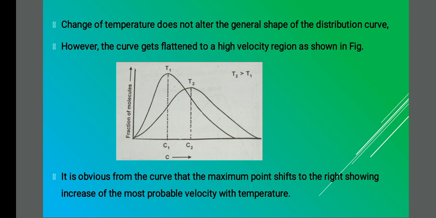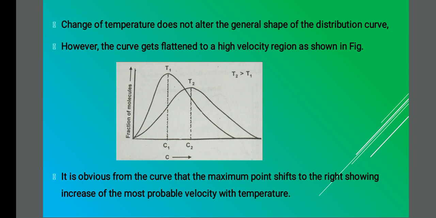This is evidence of what you are gathering from the effect of temperature. Remember one point: the maximum point shifts to the right, showing the increase of most probable velocity with temperature. That's the conclusion you are coming to here. When temperature increases, the most probable velocity increases. That is the velocity possessed by the largest number of molecules, so we call it the most probable velocity.